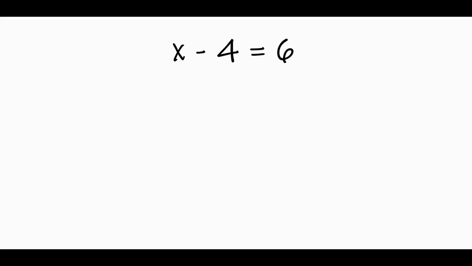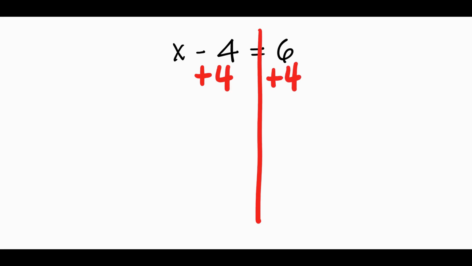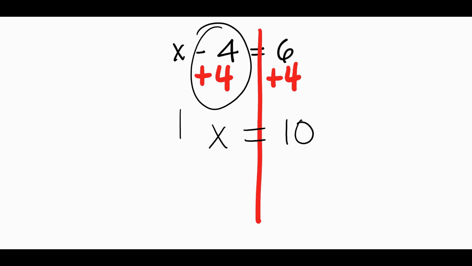X minus 4 equals 6. We're going to draw the river and ask ourselves, what are they doing to the X? They are subtracting 4, therefore I will add 4 to both sides. My negative 4 and positive 4 become a 0 pair. I'm left with X on this side, and 6 plus 4 is 10. X equals 10 is my answer.